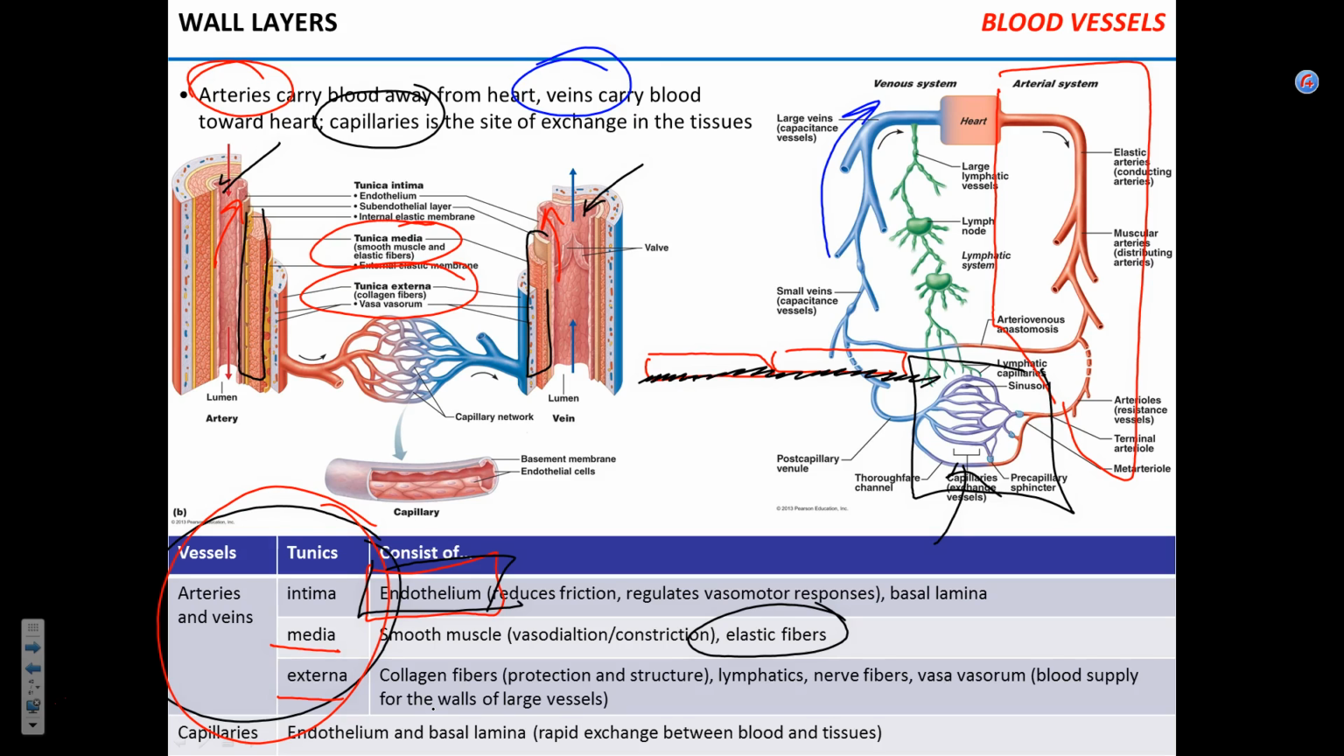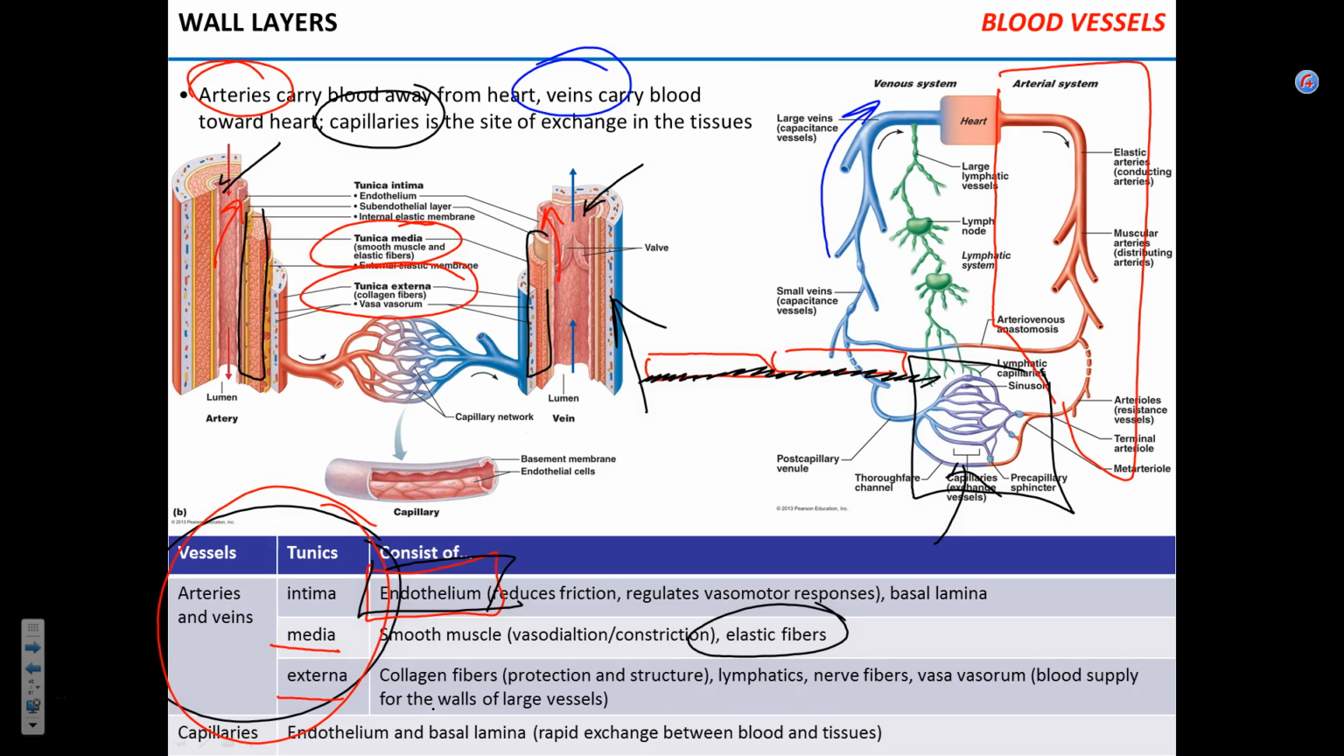regulate the diameter of the blood vessel. They can change it. Blood vessels can constrict and dilate, right? And if you increase the blood pressure, some blood vessels can expand in response to that and recoil. So they're elastic. Okay. Tunica externa consists of the collagen fibers, the connective tissue.